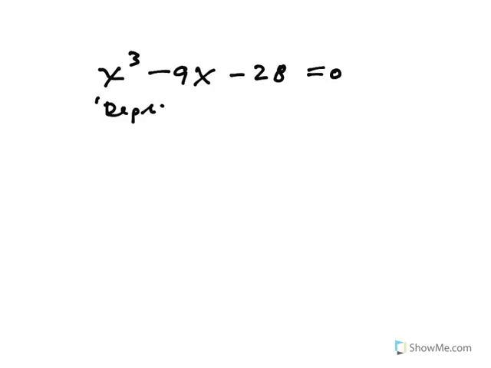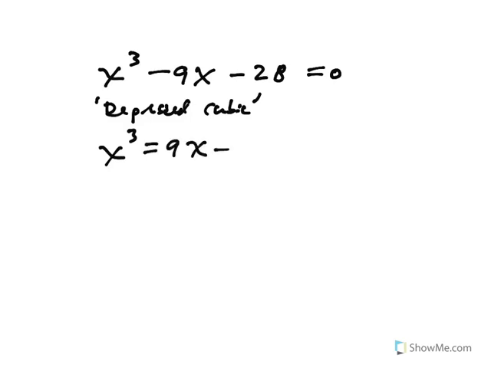Let's start with a special type of cubic. A cubic that has no square term. So there's no x squared in there. That is called in math a depressed cubic. And back in 1515, someone figured out how to solve those.